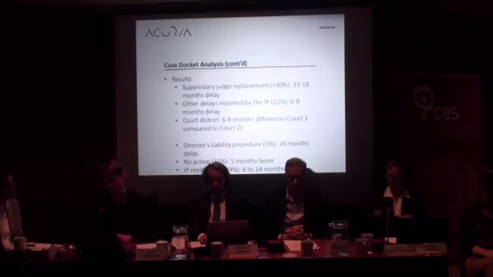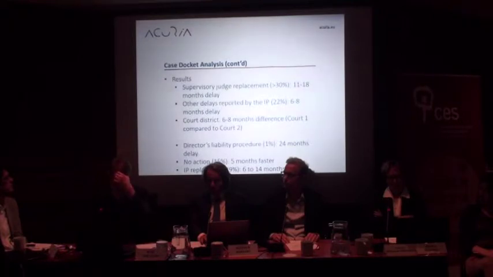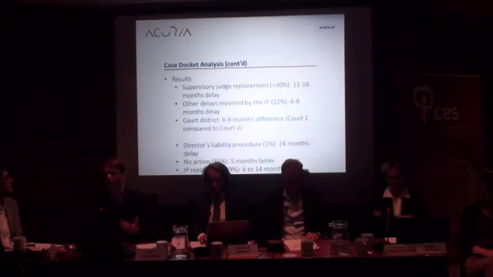If there's a director's liability procedure, it happens very rarely, only 1% of the cases, but if it happens, you see a 24 month delay. If there's no action at all, the case will go 5 months faster. And if there's an IP replacement, because the IP changes offices or for whatever reason, you also see a 6 to 14 month delay.